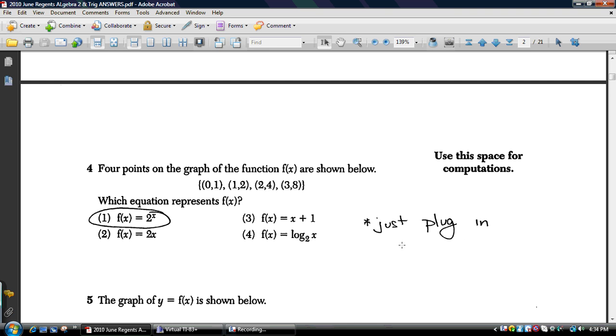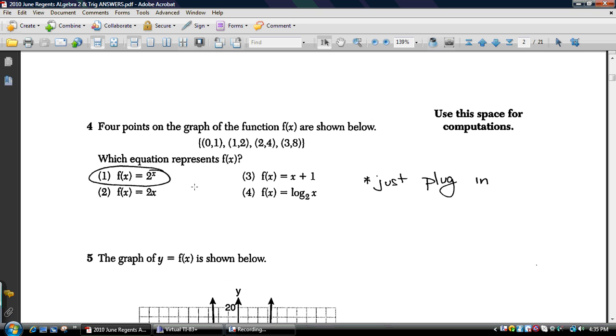4 points in the graph. The function is shown below. Take each one of these, enter them into your calculator, and look at the table of values. That's all you got to do.